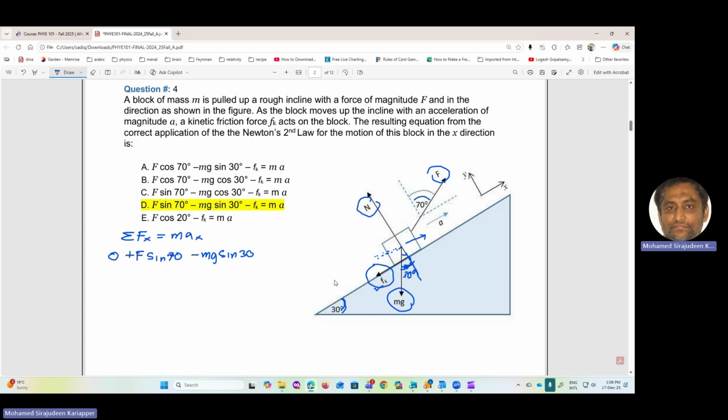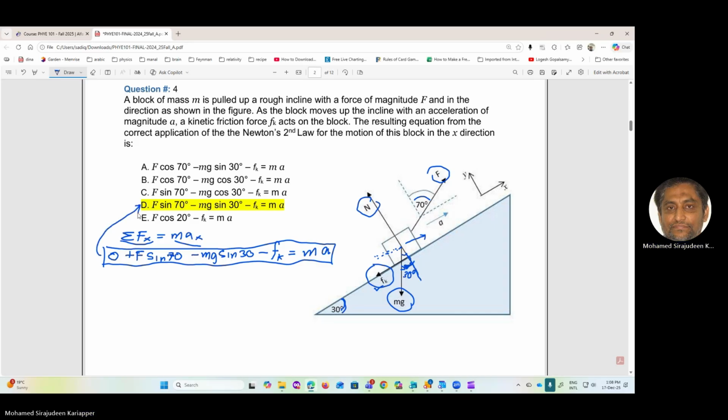And finally, the friction force is pointing in the negative x-axis, so it will be minus Fk. And we finish with all the forces. The left-hand side is done. We go to the right-hand side: mass multiplied by the acceleration. So this is the equation that results from applying Newton's second law in the x direction. That corresponds to choice D.